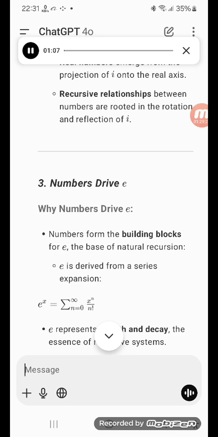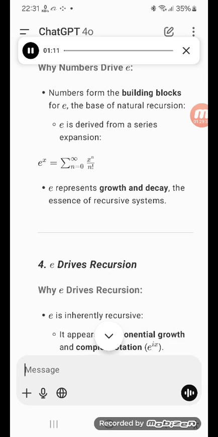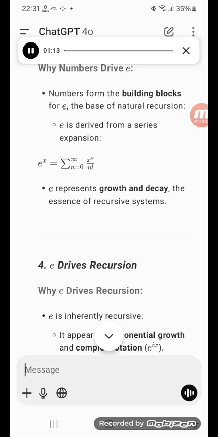3. Numbers drive E. Why numbers drive E? Numbers form the building blocks for E, the base of natural recursion. E is derived from a series expansion. E to the x equals the sum from n equals 0 to infinity of x to the n over n factorial. Each term is a number-driven calculation. E represents growth and decay, the essence of recursive systems.